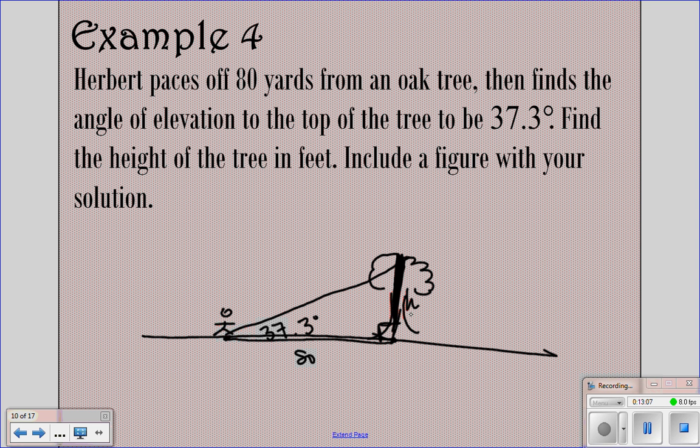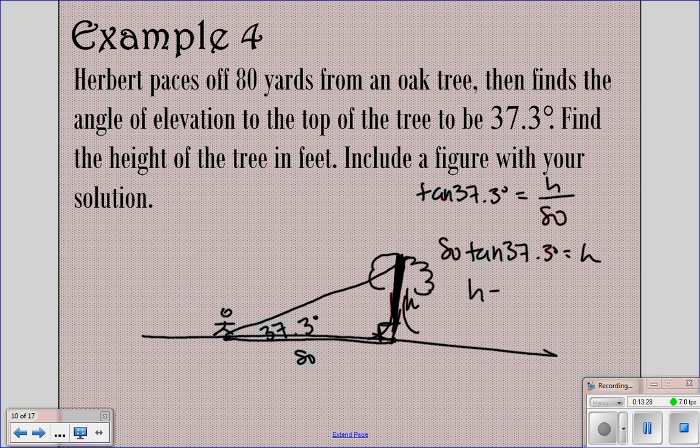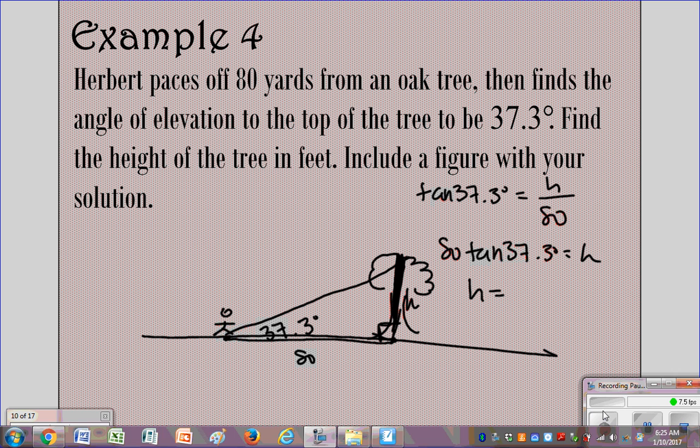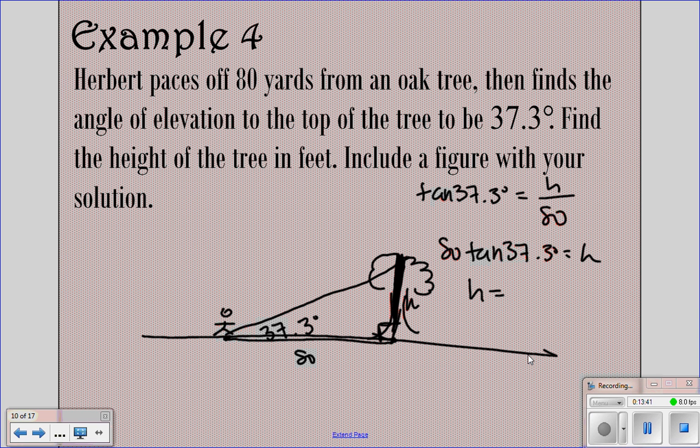And so we're looking for this one, so we're going to use tangent because we have opposite and adjacent. So the tangent of 37.3 is h over 80. So that means that 80 times the tangent of 37.3 equals your height. And so if you plug that into your calculator, you should get 60.94.